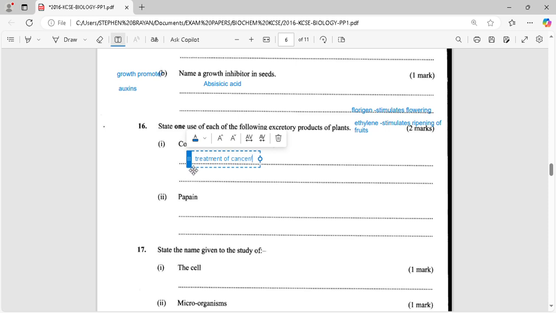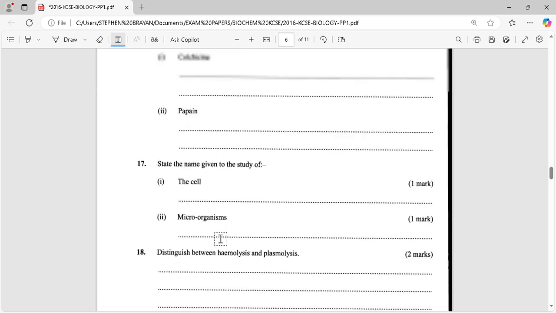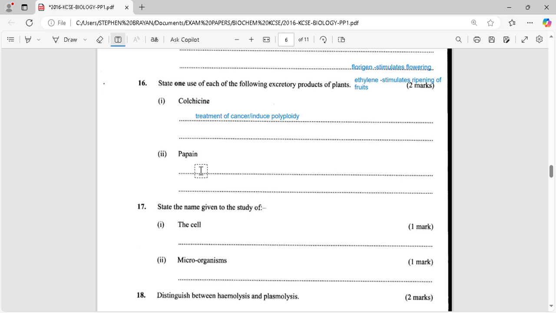It can also be used to induce polyploidy. Polyploidy is where you deal with GMOs, whereby you get excessive products. And then we come to this other one, which is called papain. Papain is used as a meat tenderizer, in softening of meat, in meat industries.